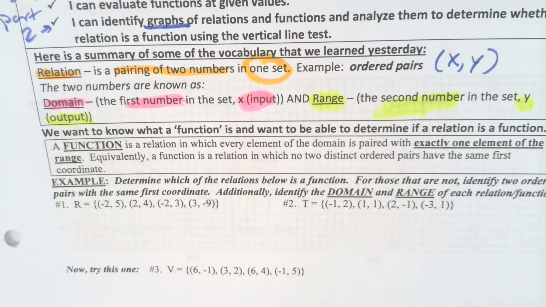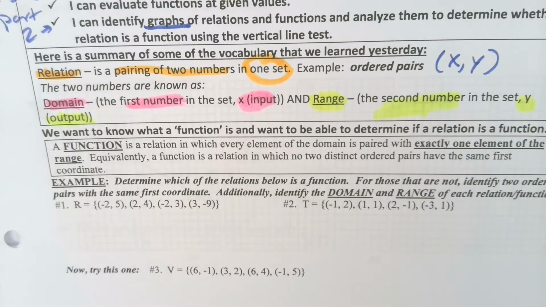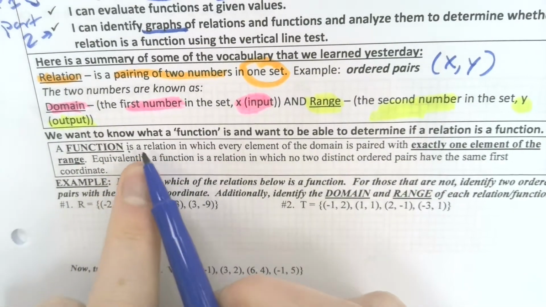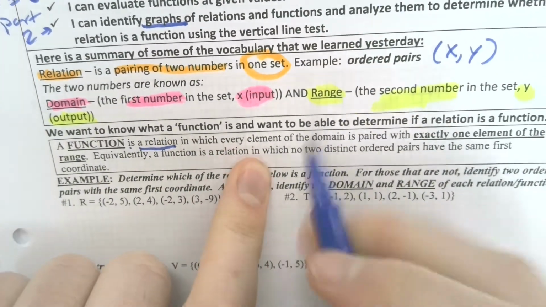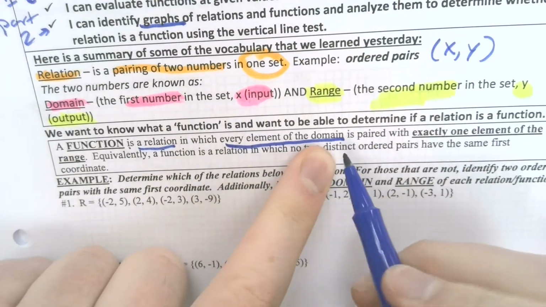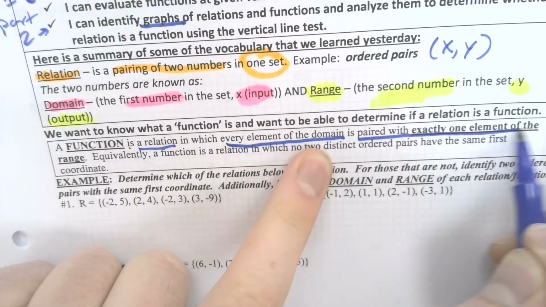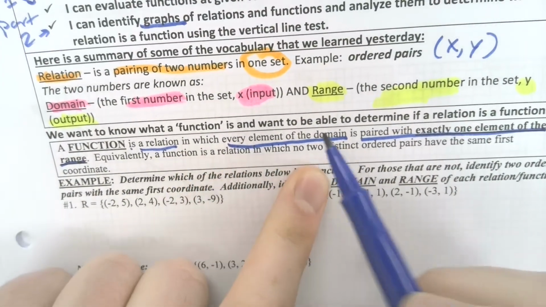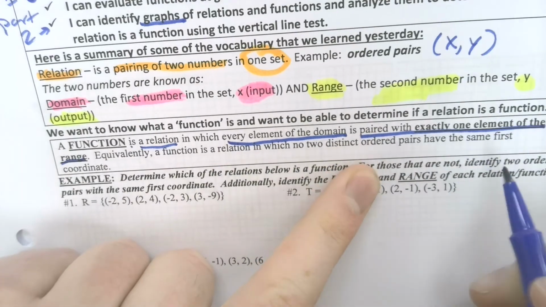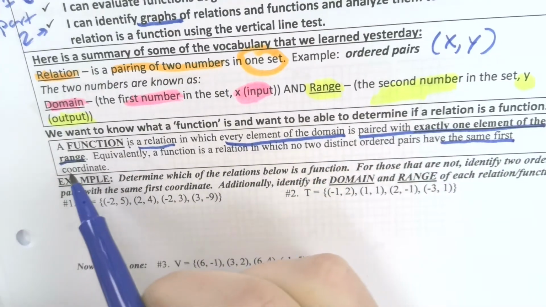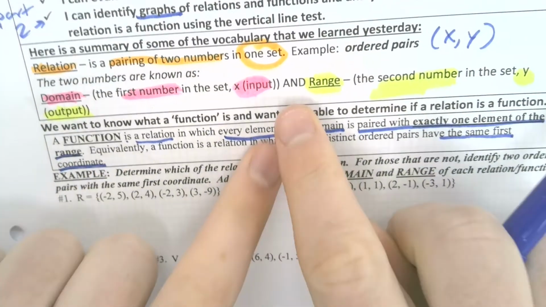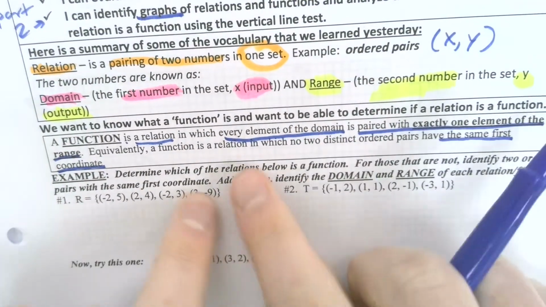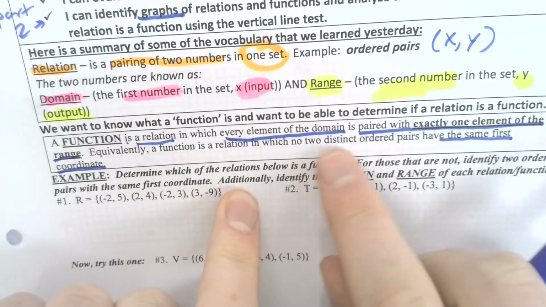Now here's the key. A function is a relation, so a function is a relation, in which every element of the domain is paired with exactly one element of the range. You could also say that a function is a relation in which no two distinct ordered pairs have the same first coordinate.